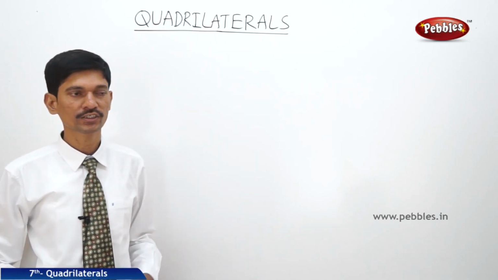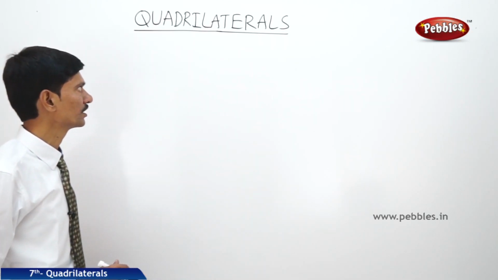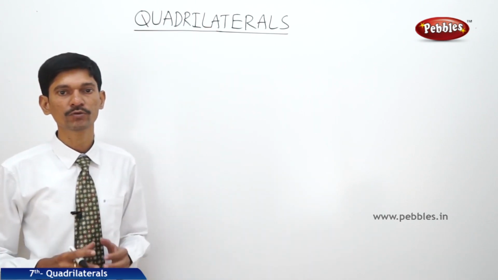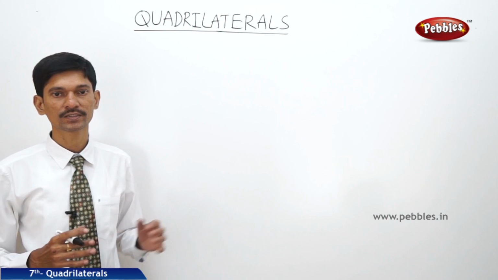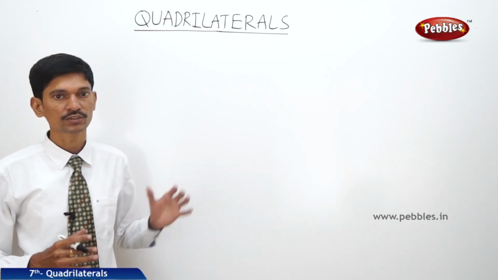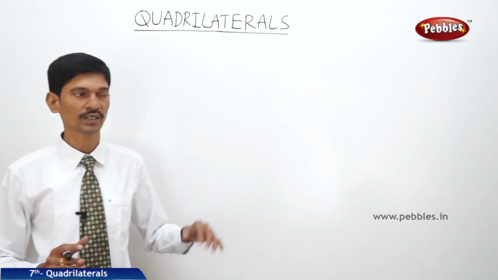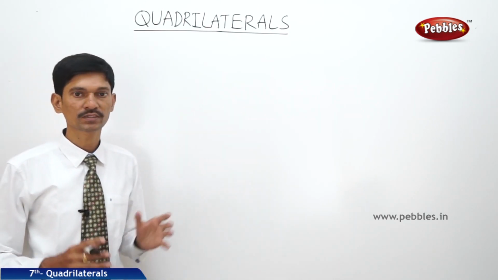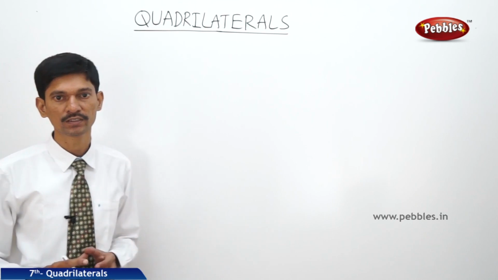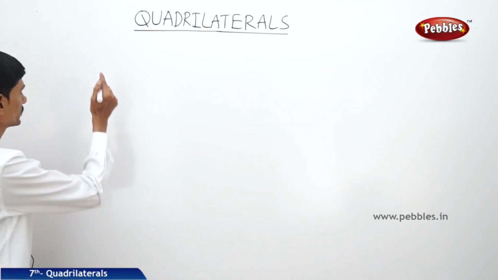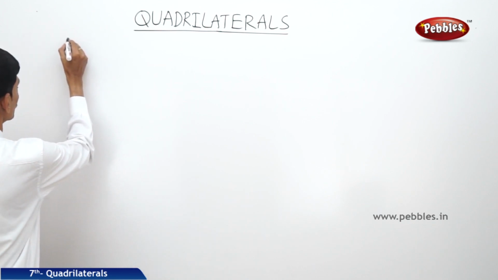Now let us start the next chapter, that is quadrilaterals. Now what is a quadrilateral? A simple closed figure bounded by four line segments is called a quadrilateral. So triangle means the simple closed figure bounded by three line segments, whereas the quadrilateral means the simple closed figure bounded by four line segments. So let us write the definition of a quadrilateral.